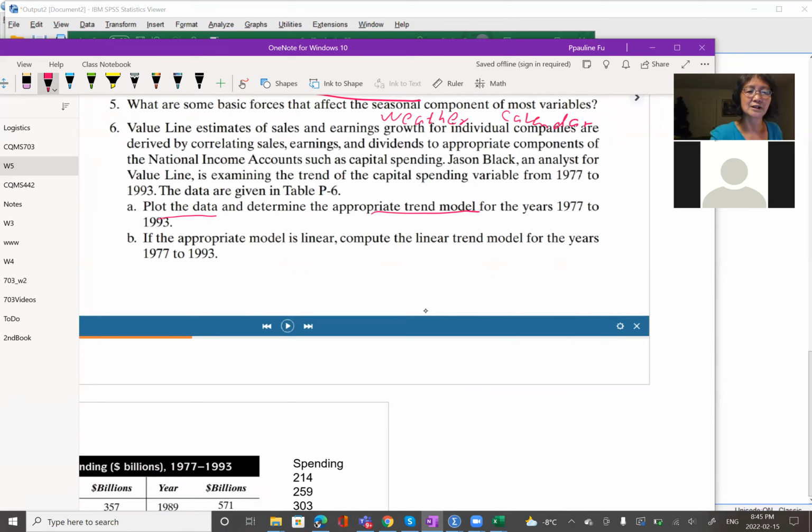Question B, if the model is linear, compute the linear trend model for years 77 to 93. Okay. I give you a moment to see if this is the question, are you going to do it?